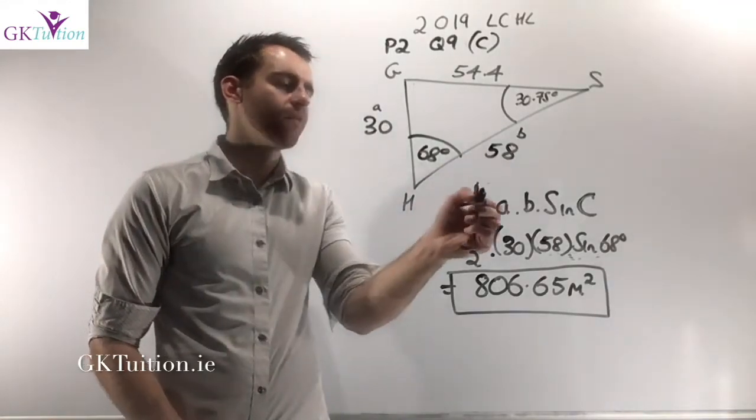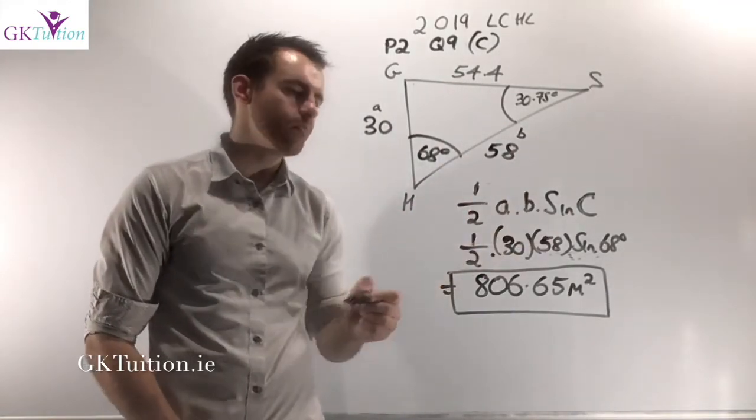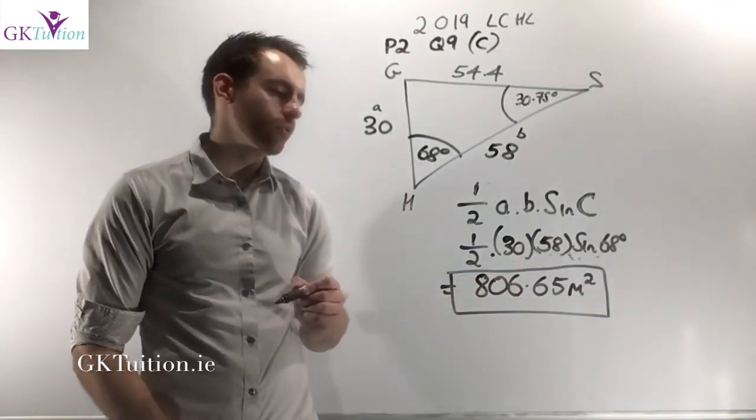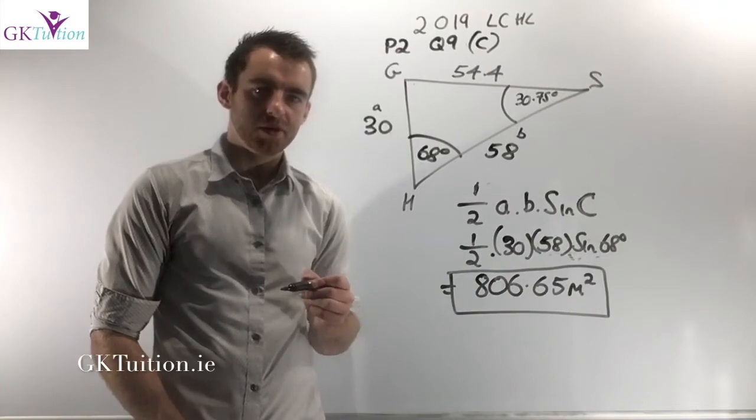So the area is a half by A by B by the sine of C. If you plug it all into your calculator to two decimal places, the answer is 806.65 meters squared.